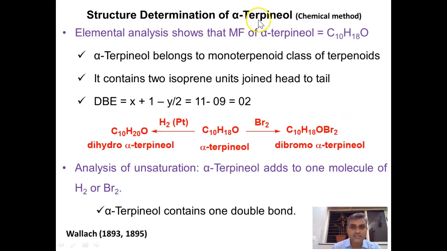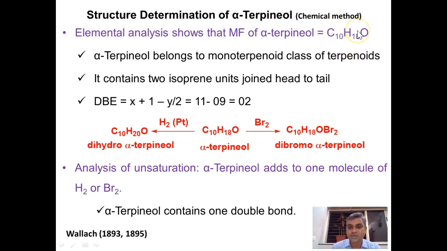Now let us discuss the structure of alpha terpineol. The structure determination of alpha terpineol was initiated during the years 1893 and 1895 by Wallach. The method involves chemical methods of analysis, where first the elemental analysis of carbon and hydrogen is carried out, and from elemental analysis we get the molecular formula of alpha terpineol, which was found to be C10H18O.